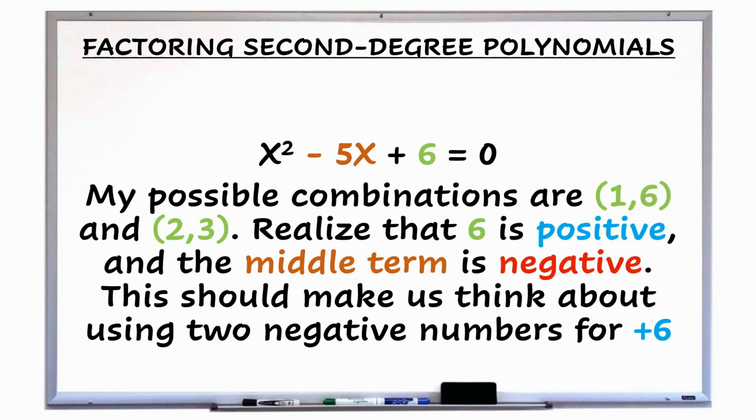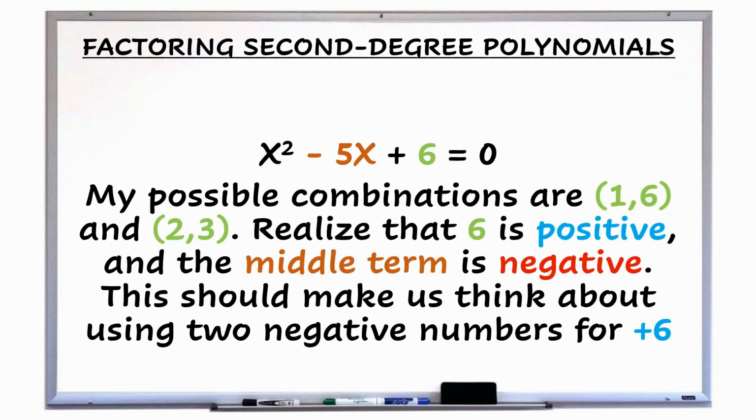So that means that in my combination, I need negative numbers because at the end, you are going to cross multiply numbers, you are going to group them together. So it's really important for you to find a relationship between the sign of the middle term and the third term. So this should make us think about using two negative numbers for positive 6, which makes sense, right? If you multiply a negative number times another negative number, the solution is going to be positive. So you can use negative 1 times negative 6 and you will obtain positive 6. Or negative 2 times negative 3 and you will get positive 6.